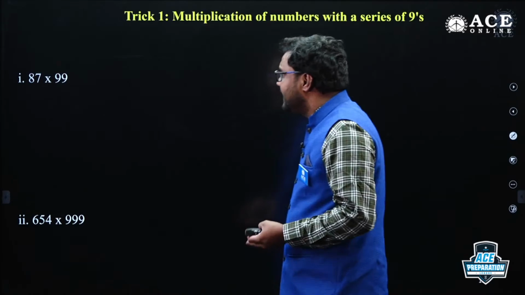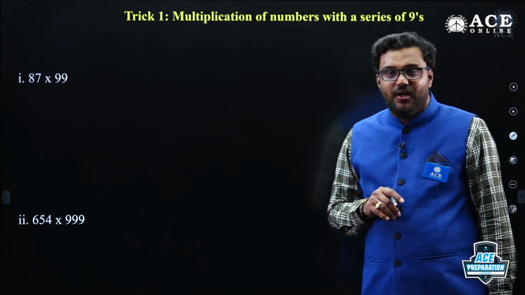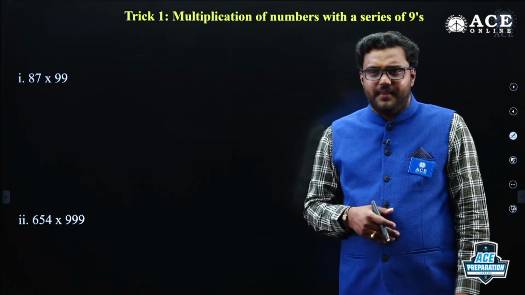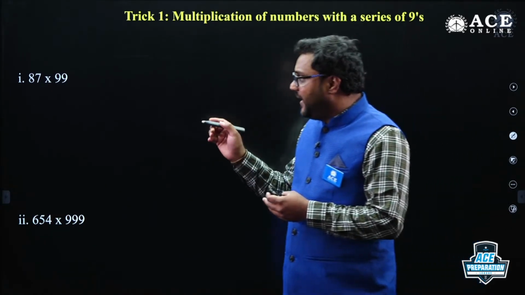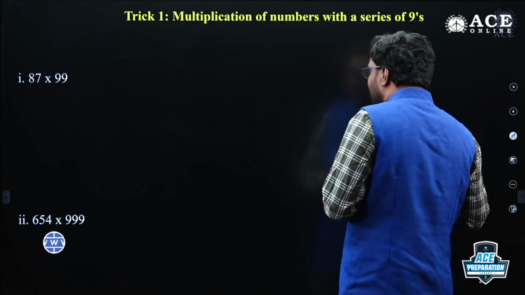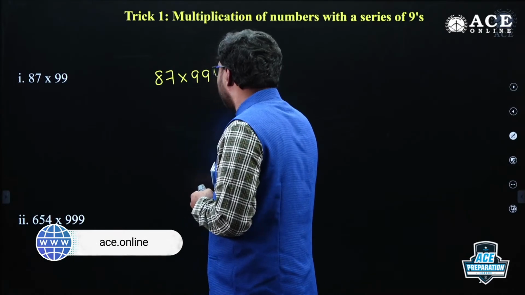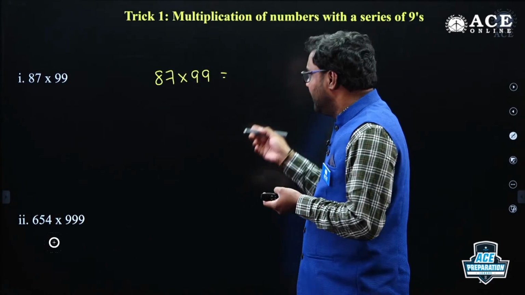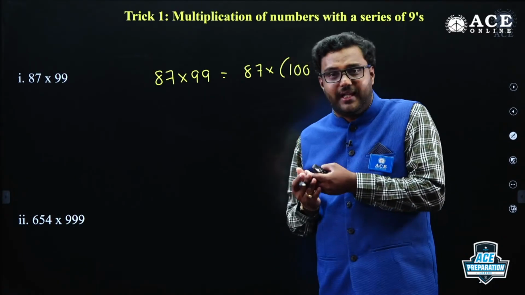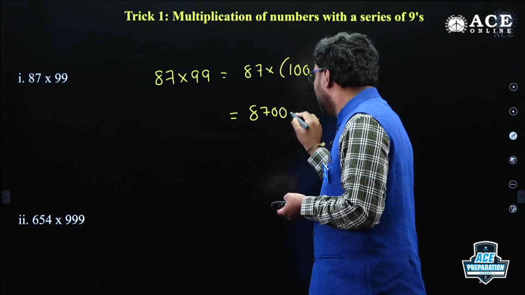The first one, trick one, is regarding multiplication of numbers with a series of 9s. You are multiplying some number with 9 or 99 or 999. This is the basic trick. Take 87 multiplied by 99. If you want to multiply 87 with 99, you are advised to write 99 as 100 minus 1. When multiplying with a series of 9s, to do fast calculation, try to write 99 as 100 minus 1. Now it's a very simple task for you: 8700 minus 87.